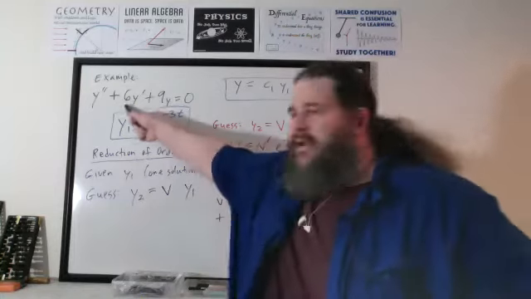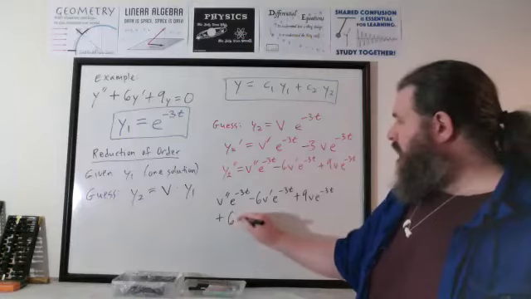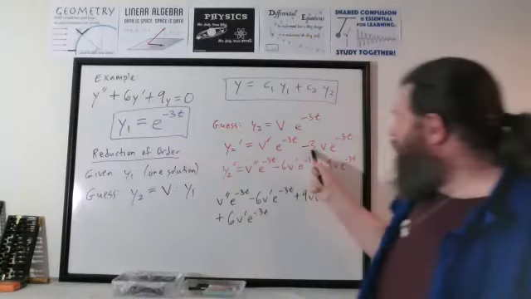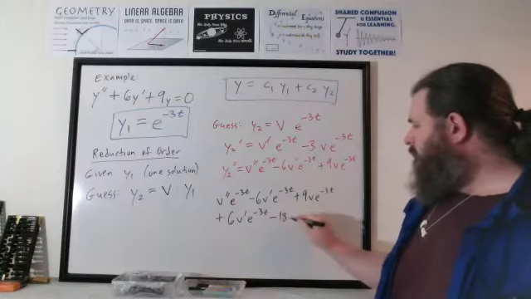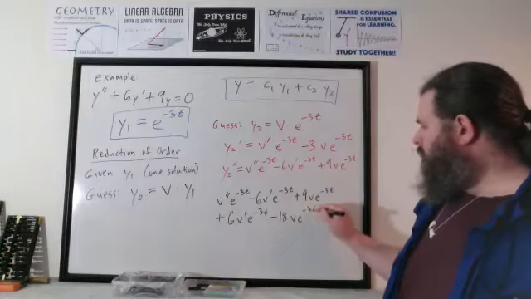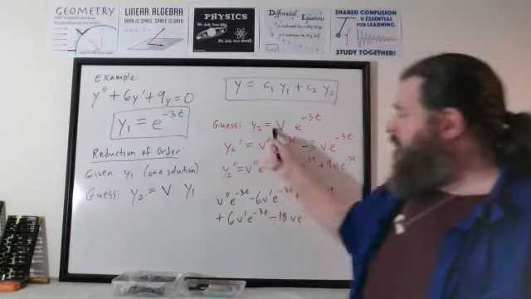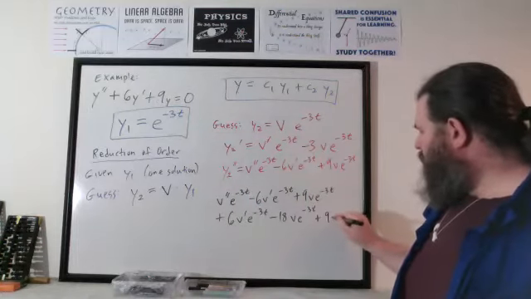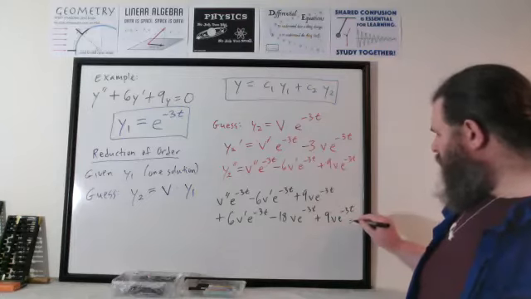And I'm just going to multiply 6 by each of these terms. So 6 times the first term is 6v prime e to the -3t. 6 times the second term would be -18v e to the -3t. And lastly, we also have plus 9 times the original function. So 9 times v e to the -3t. And we want those to all equal 0.